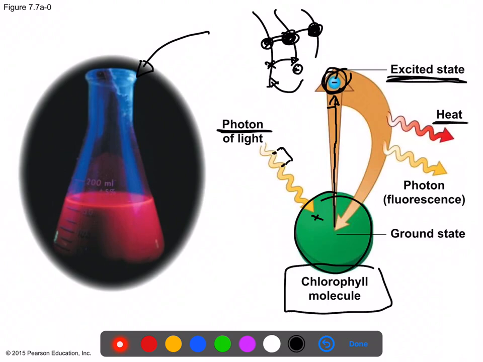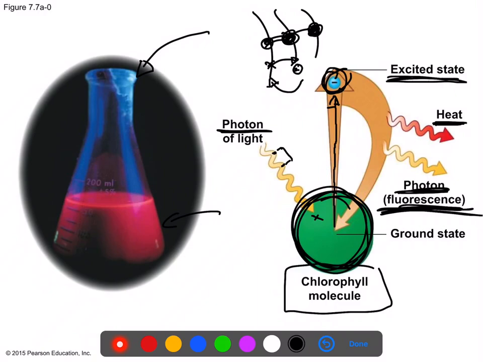But going back to its original position means that it has to give away its energy, right? And it gives it away in the form of heat, so it gets warm, and it also gives away another photon. And we call that giving away of the photon fluorescence. So let's go here. What color is the original pigment? It's green. But what happens to that green pigment when it gives away its energy from the excited electron? It turns red.